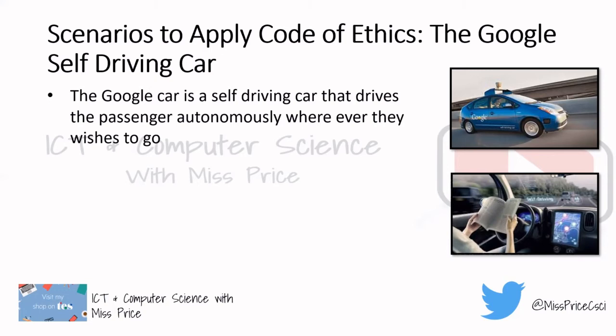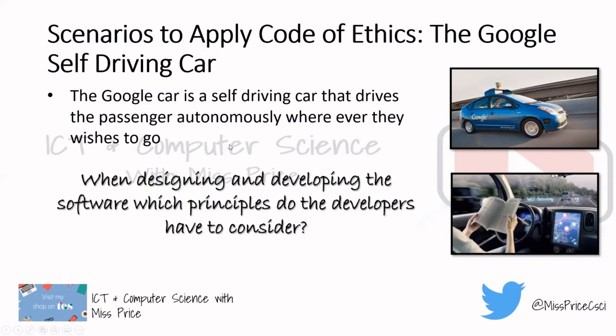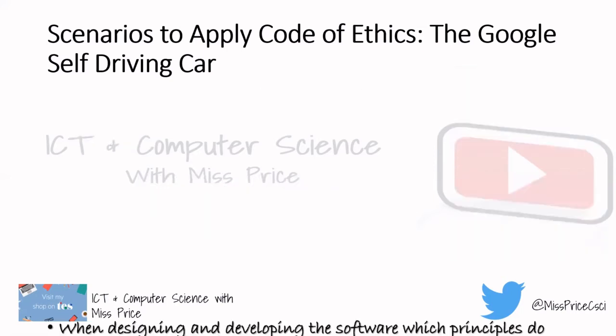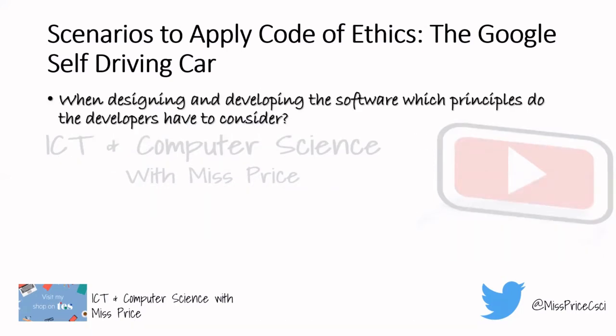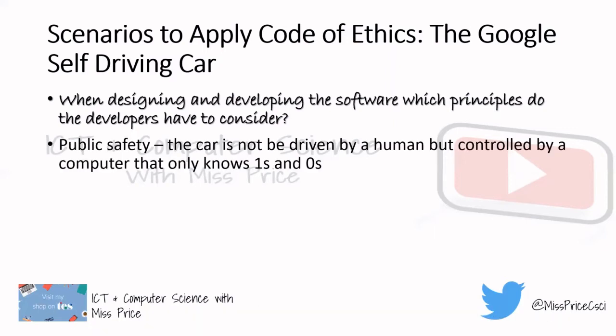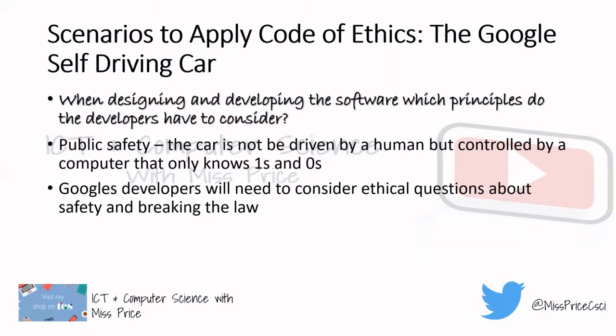So when a car is self-driving, that car drives the passenger by itself wherever that passenger wishes to go. Okay, which is fantastic. But when designing and developing a software, which principles do they have to consider? Well, they have to consider public safety. Okay, so remember, a computer only knows a bunch of ones and zeros. This car's not being driven by a human. It doesn't have human senses. It doesn't have human empathy. And the Google developers will need to consider ethical questions about safety and breaking the law.